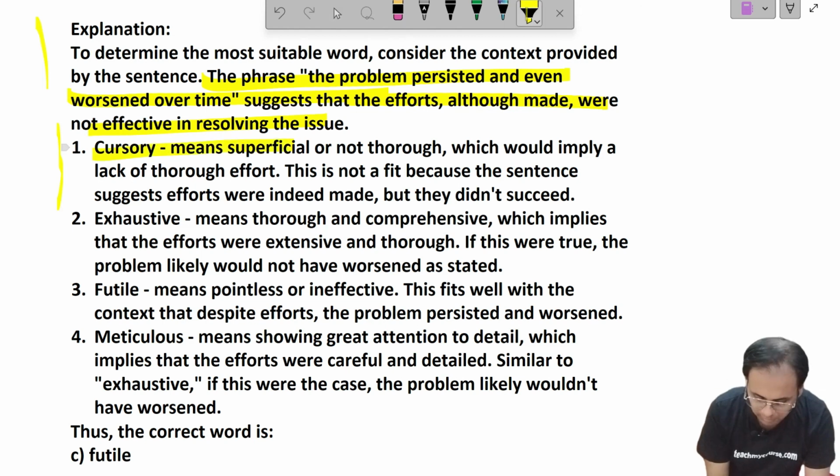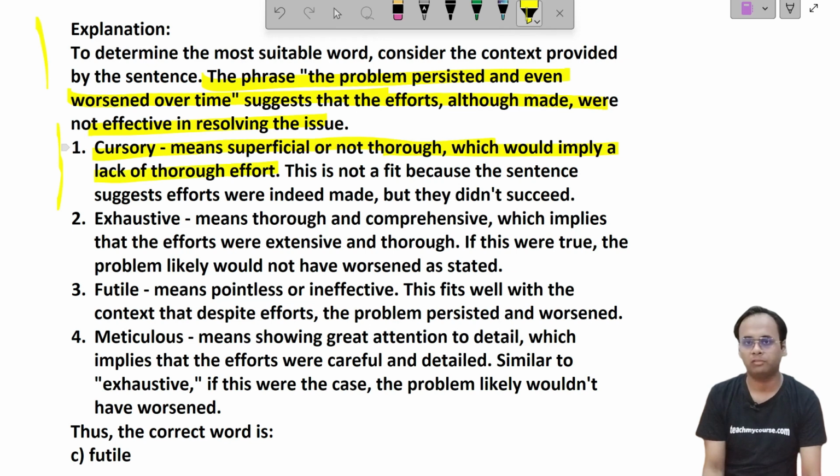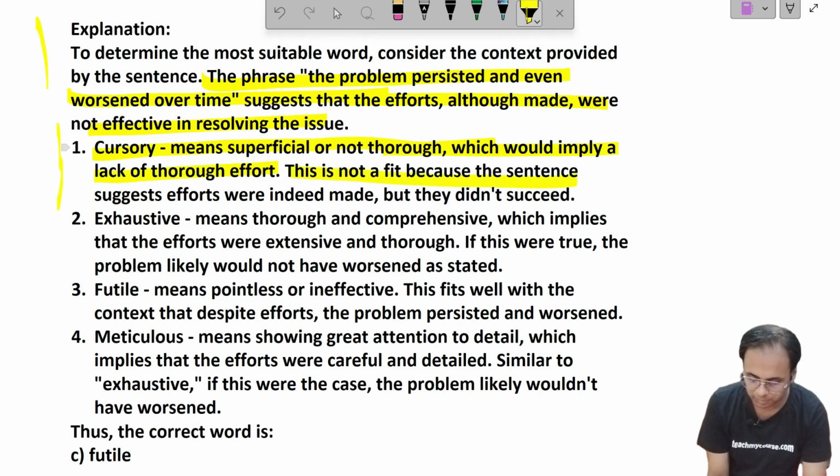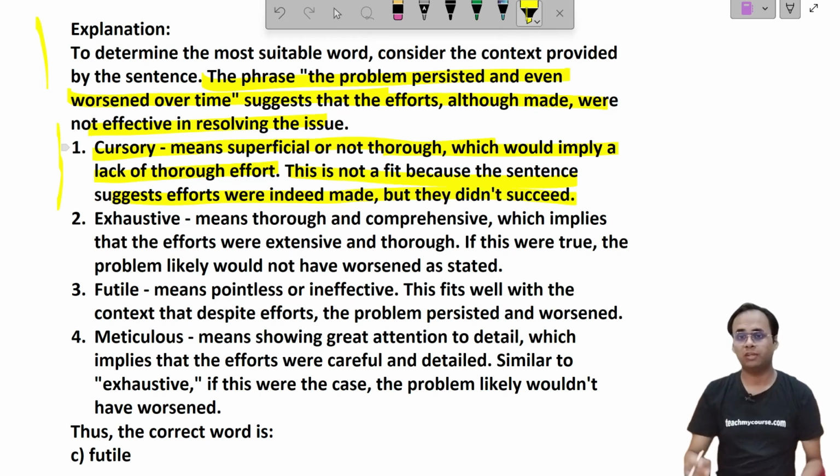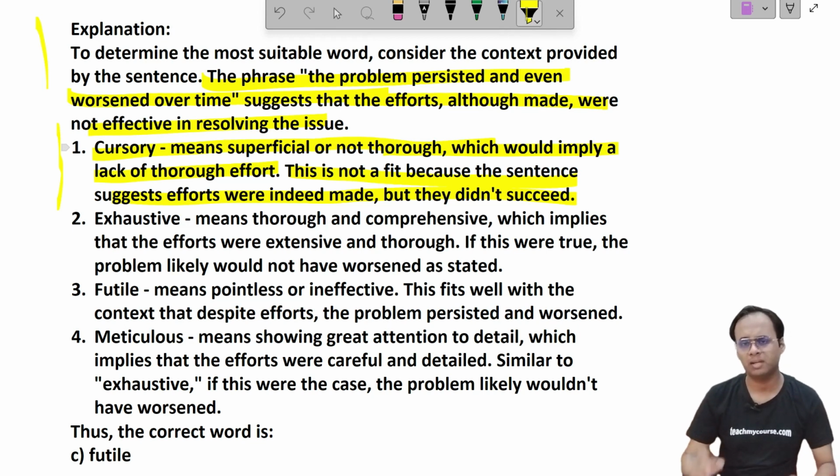Cursory means superficial or not thorough, which would imply a lack of thorough effort. This is not a fit because the sentence suggests efforts were indeed made. Okay, so efforts were made by the committee, but they were just not good enough or effective in order to resolve the issue permanently. So cursory means superficial. No, it was not superficial, they were efforts.